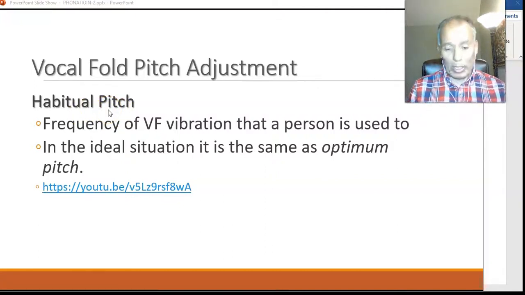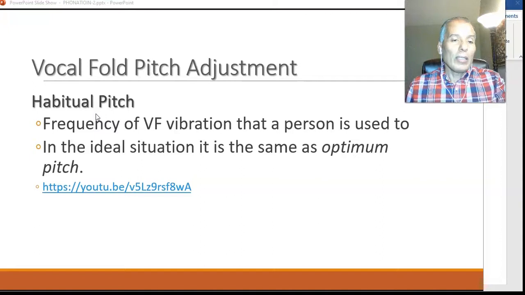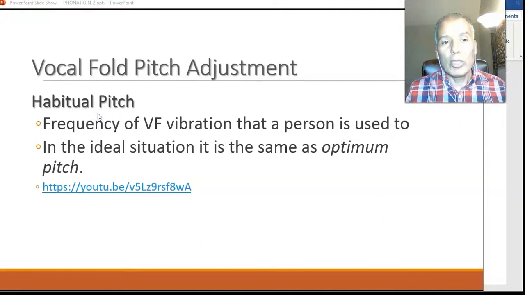I might be used to speaking like this all the time, in a high pitch all the time. And I have seen people do that. But that doesn't mean that is a healthy way of speaking. So a habitual pitch is simply the pitch that someone is used to. It may or may not be their optimal pitch. If it is not their optimal pitch, then there is a problem that we can fix. And ideally, everyone's habitual pitch should match their optimal.